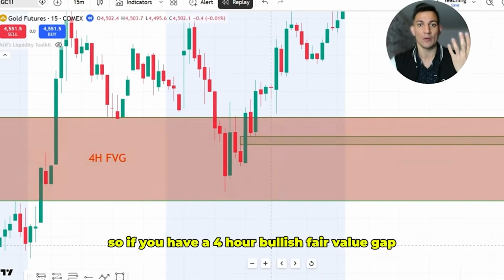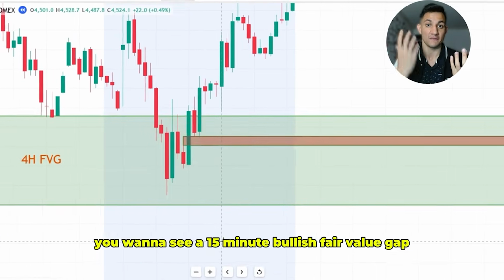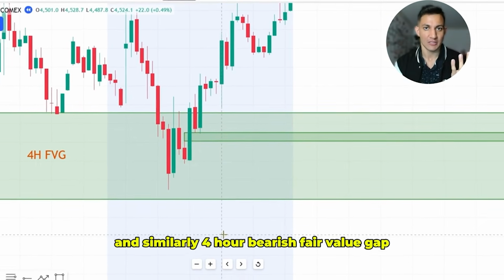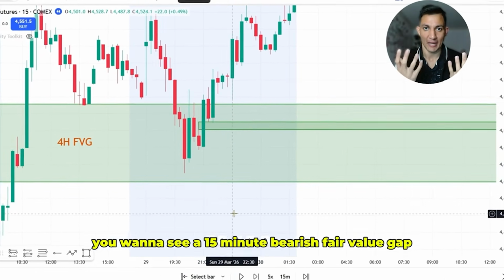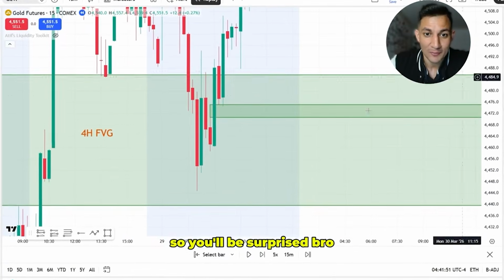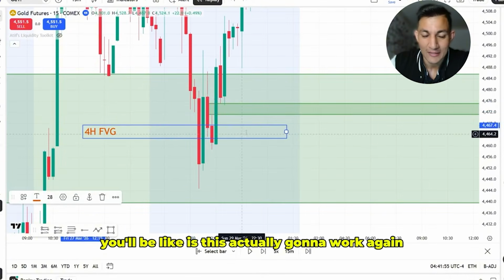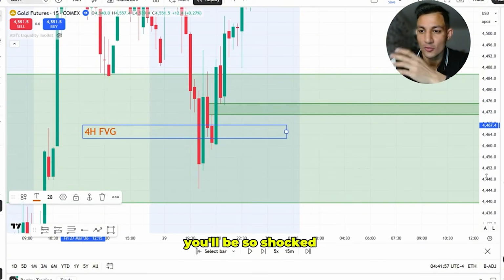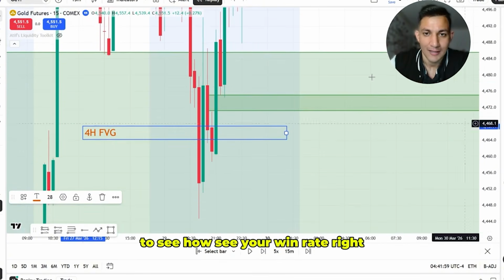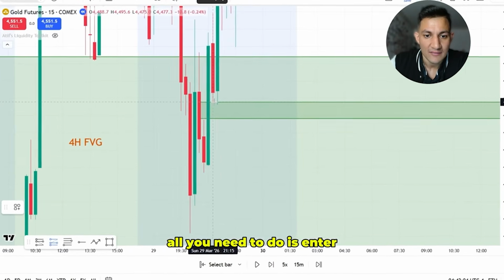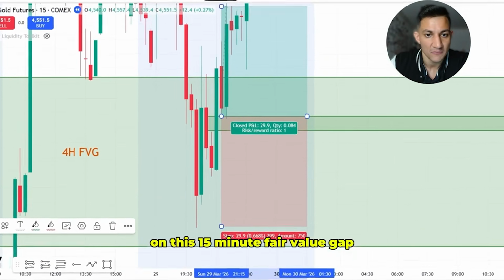So if you have a 4-hour bullish fair value gap, you want to see a 15-minute bullish fair value gap. And similarly, 4-hour bearish fair value gap, you want to see a 15-minute bearish fair value gap. So you'll be surprised. I bet you're probably kicking yourself if you haven't seen this strategy before. You'd be like, is this actually going to work? Again, as always, backtest this, and you'll be so shocked to see your win rate. It's absolutely insane. All you need to do is enter on this 15-minute fair value gap.